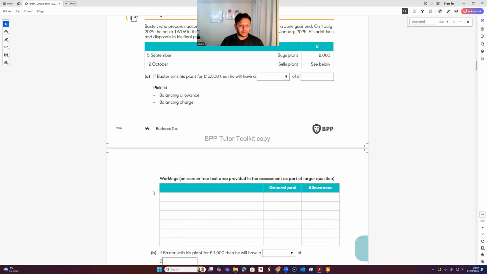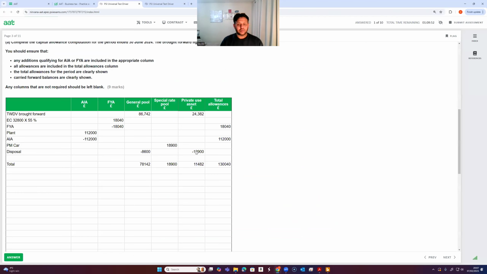If we have this one, private use asset, and if we dispose it, because the asset is gone, it will create either the balancing allowance or the balancing charge. Now the tax written down value was 24 and we sold it for only 12. That means obviously, like you understand, we sold it for less than the cost. So if we sold for less than the cost, we are not making any profit. And if we're not making any profit, we're not going to pay any tax. So it's very important to understand that. But the allowance we need to claim.